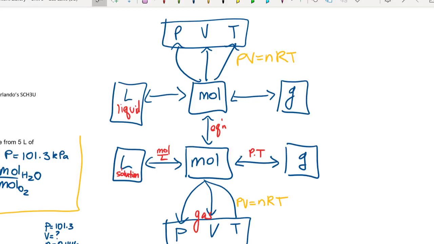Which means this isn't actually going to be step 2. This is actually for step 1. This is actually going to be step 2. That's okay. We'll leave it right there. Because you need n. First you need to know how many moles of water you get. And then once you know that, then you can do your PV equals nRT.